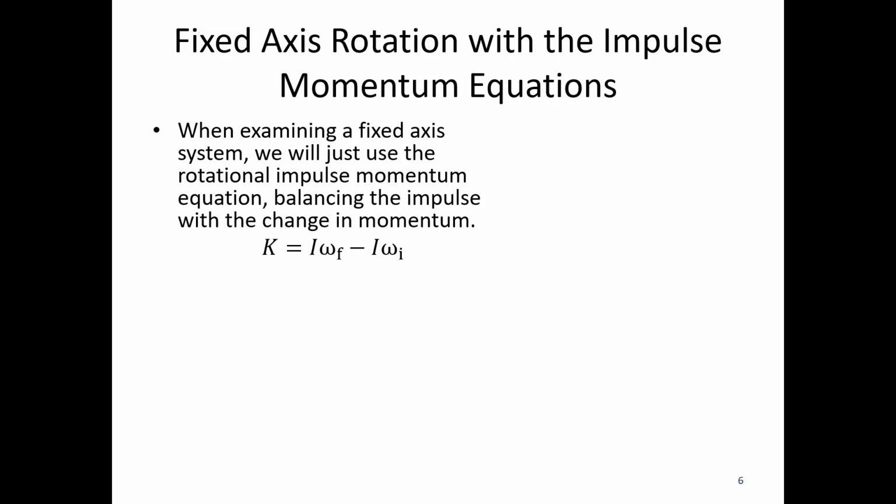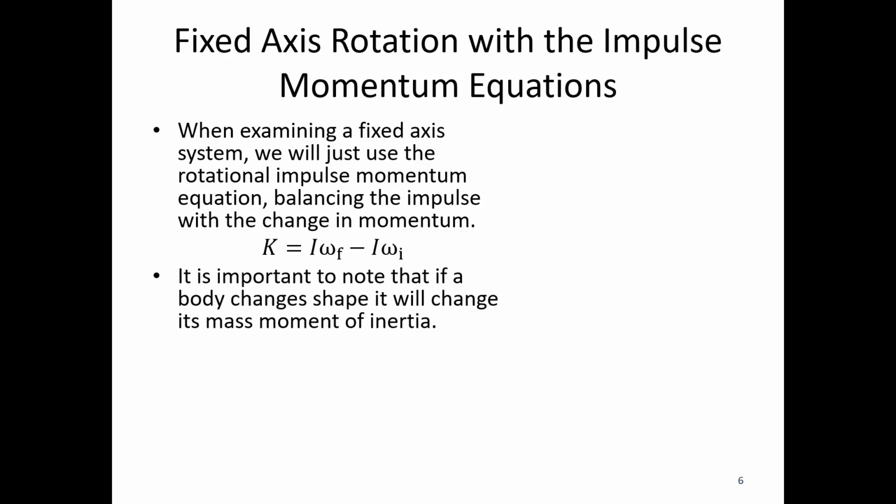That is, the impulse is equal to the final momentum minus the initial momentum. And it's important to note that if a body changes shape, it's also going to change its mass moment of inertia. We didn't deal with this too much for the linear impulse momentum equation, because it's hard to change mass, but it is easy to change shape.